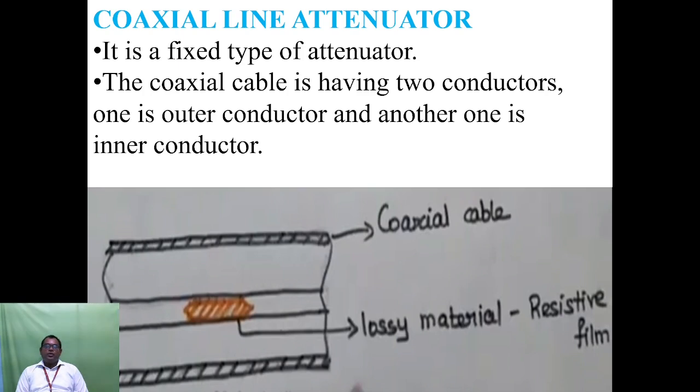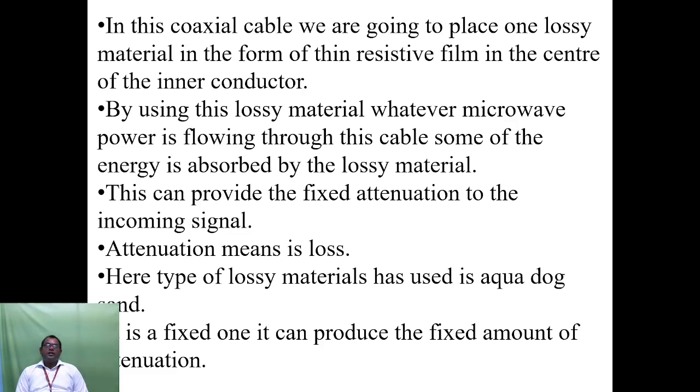Now we will discuss the coaxial line attenuator. It is a fixed type attenuator. The diagram represents the construction of the coaxial line attenuator, which has two conductors: one is the outer conductor, another is the inner conductor. The top layer is the coaxial cable, and the middle material is lossy material, called resistive film material. In this coaxial cable, we place a lossy material in the form of a thin resistive film in the center of the inner conductor.